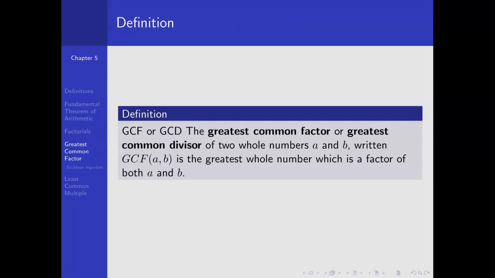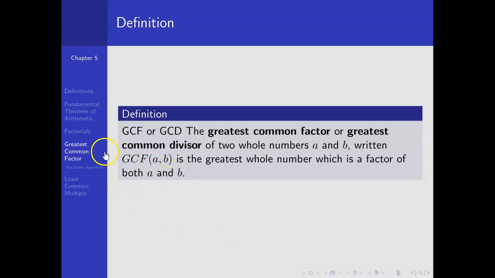Okay, now that we've talked about primes and worked with prime factorizations, we are ready to talk about greatest common factor, sometimes called greatest common divisor, of two whole numbers. We're going to spend some time talking about that, and then we're going to look at least common multiples.